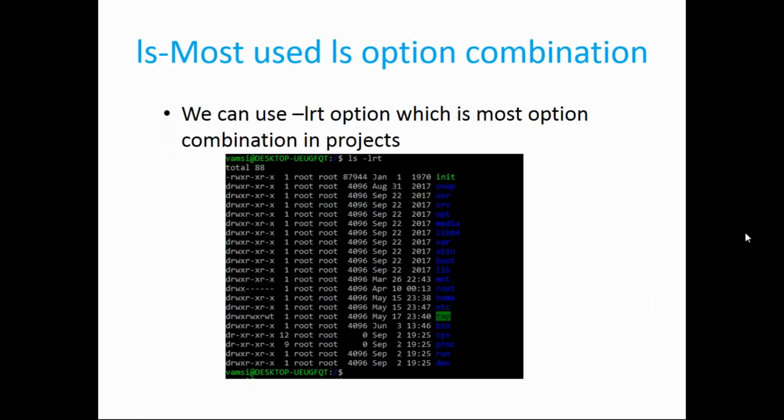Again, remember this option combination. It is not that you have to use only one option at a time, either l or r or t. You can combine all three and use it like this. This is one of the most commonly used option combinations in projects, so you'll be using this on a daily basis. The option combination that you'll have to remember is ls -lrt. It will do the long listing, in reverse order, and as per the time. It will do all the things together.